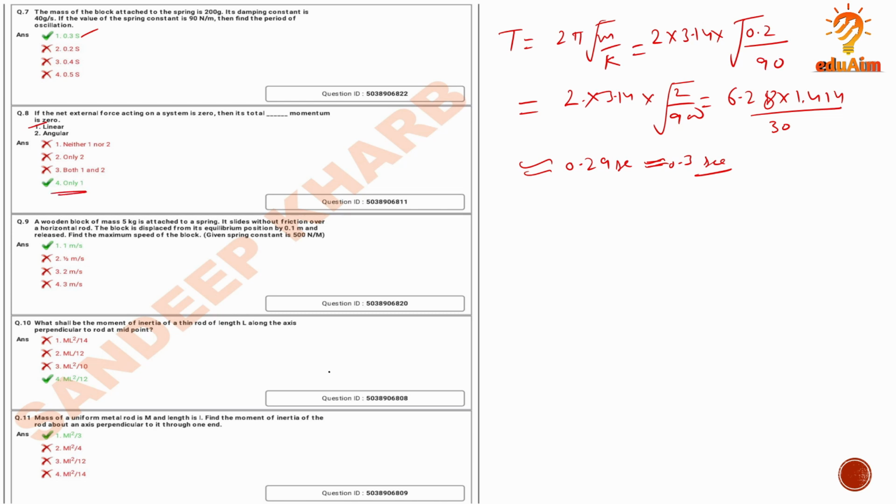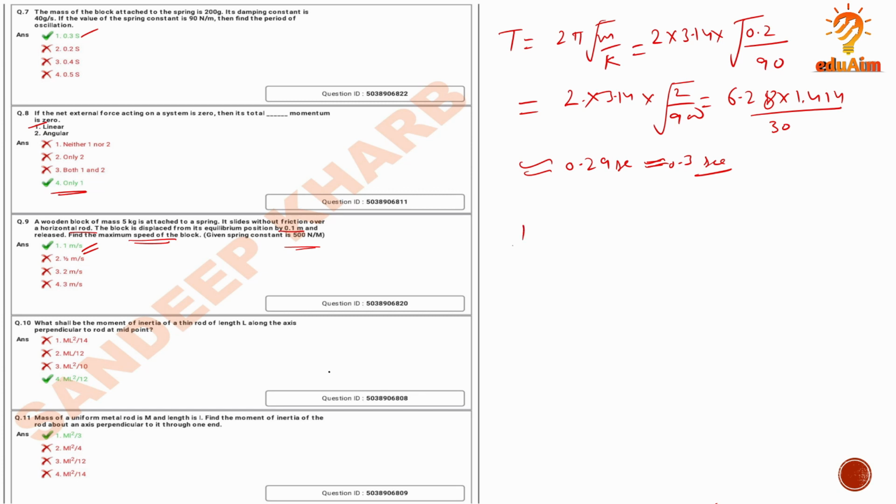Question 9 is: a wooden block of mass 5 kg is attached to a spring. It slides without friction over a horizontal rod. The block is displaced from its equilibrium position by 0.1 meters and released. Find the maximum speed of the block. We have to find the maximum speed, and the spring constant is given. Here it is given that it slides without friction.